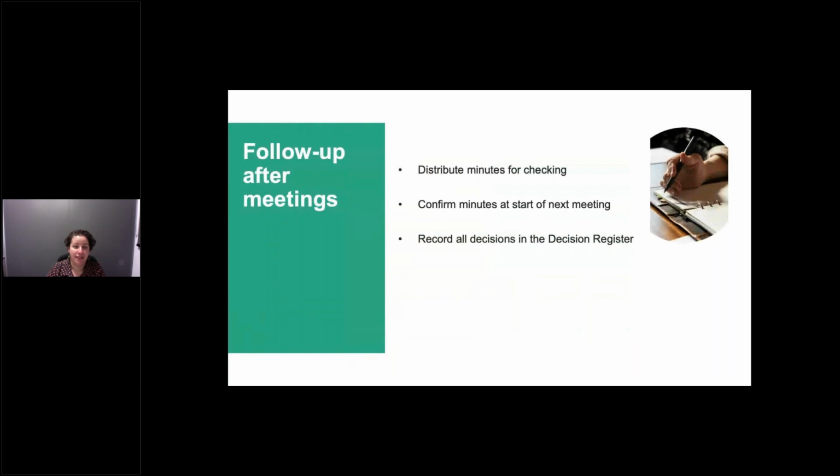So we've talked about what happens before meetings in terms of the preparation. We've also talked about what happens in the meetings. We've talked about motions and decisions. So what happens after the meetings?